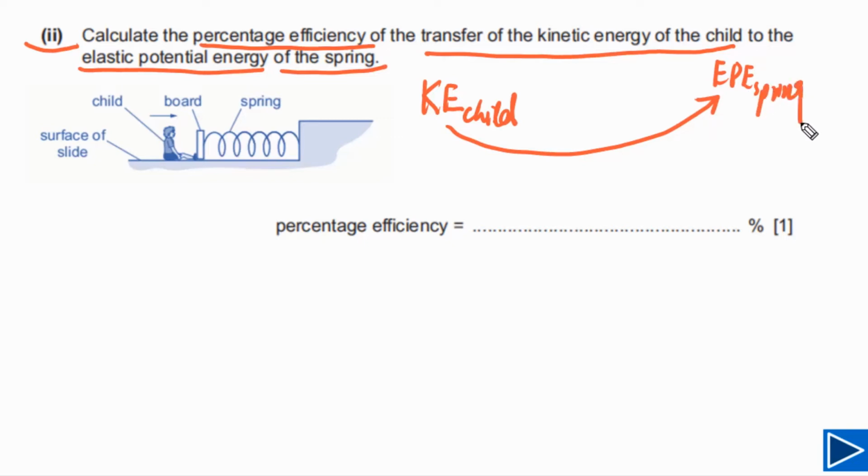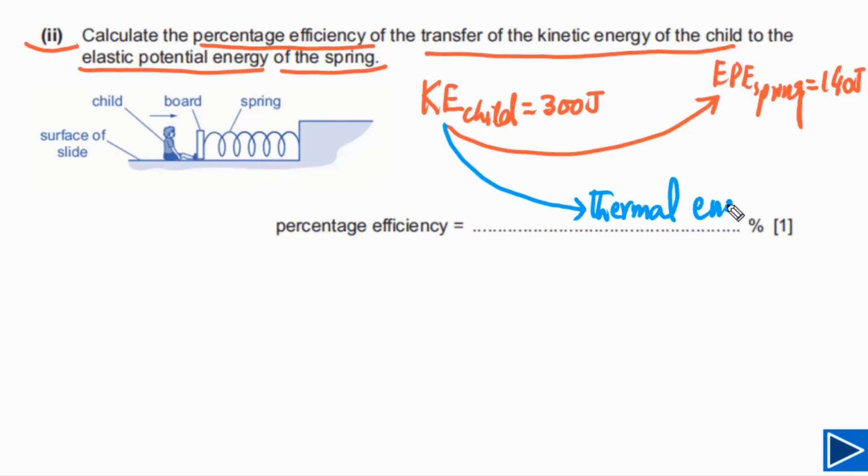We need to calculate percentage efficiency for this energy transfer. Kinetic energy of the child is equal to 300 joules, and elastic tension energy is only equal to 140 joules. So simply we can say part of kinetic energy has been transferred into other forms of energy. Other form of energy can be thermal energy, and this is wasted form of energy.